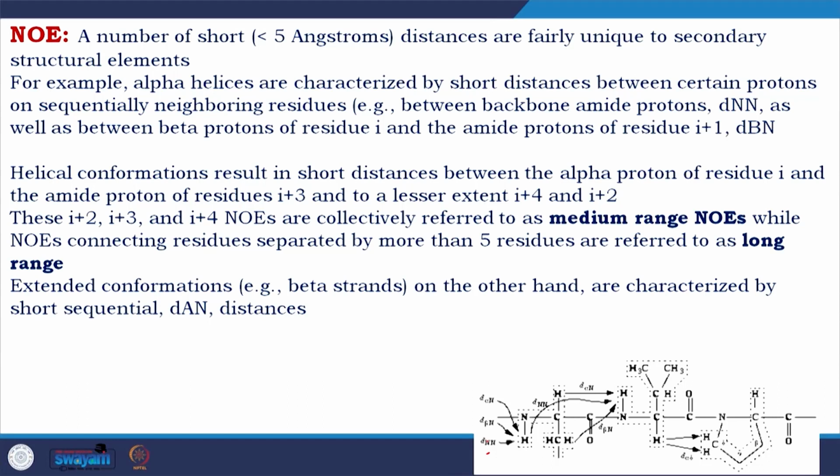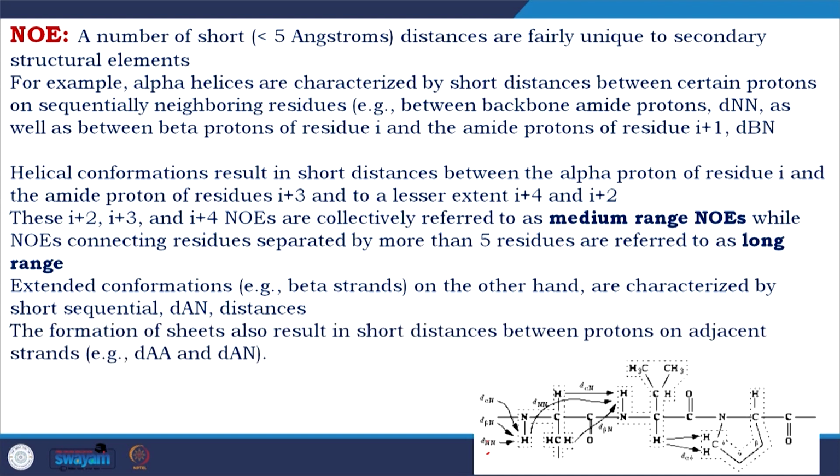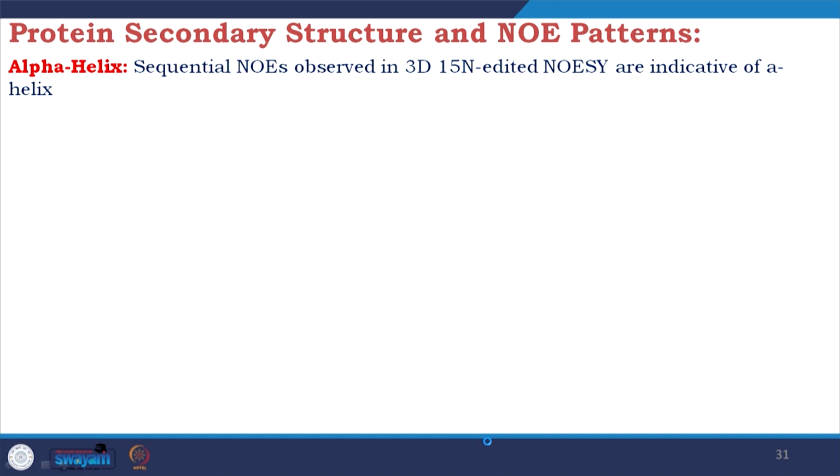Extended conformations, for example beta strands, on the other hand are characterized by short sequential dAN, meaning alpha n, distances. You could see all the parameters here. The formation of sheets also results in short distances between protons on adjacent strands, dAA, alpha alpha, and dAN. So, for alpha helix, the sequential NOEs observed in 3D 15N edited NOESY are indicative of alpha helix.